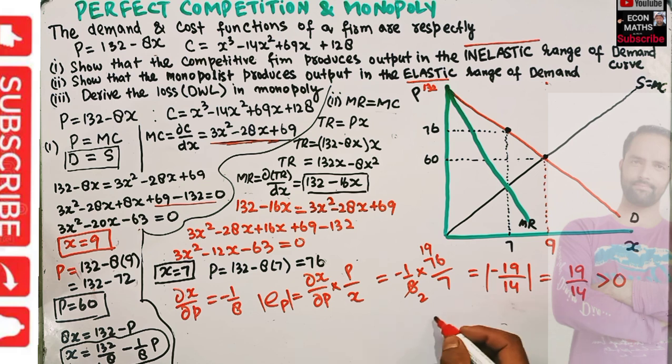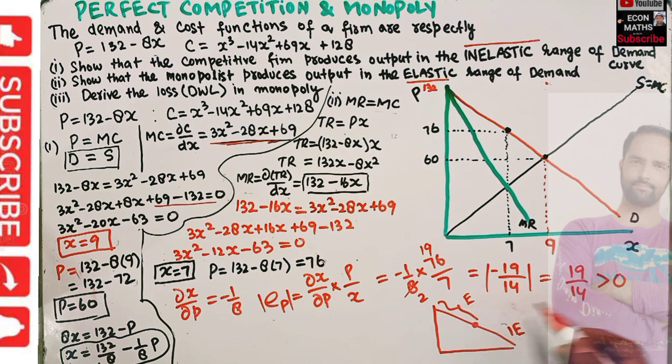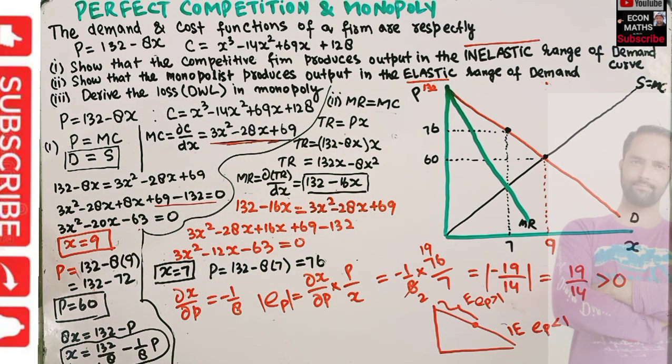As we have told earlier, if this is the demand function, and this is my midpoint, the upper portion denotes the elastic portion and this is the inelastic portion. This portion is elastic when elasticity of demand is greater than 1, and inelastic when elasticity of demand is less than 1. What we have seen here, we got elasticity of demand greater than 1. That means the monopolist produces output in the elastic range of the demand curve. So this was about elasticity.